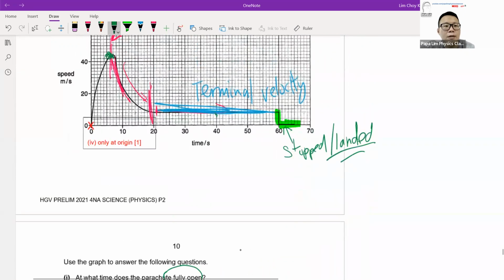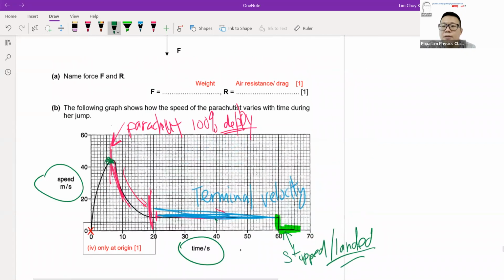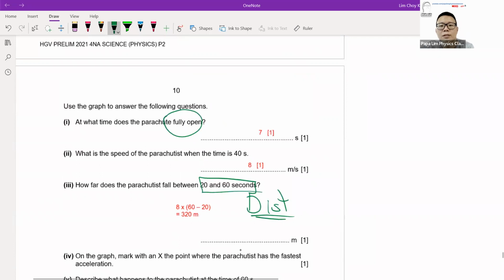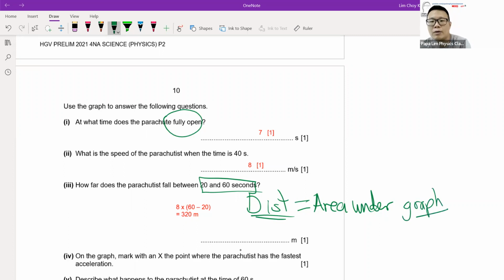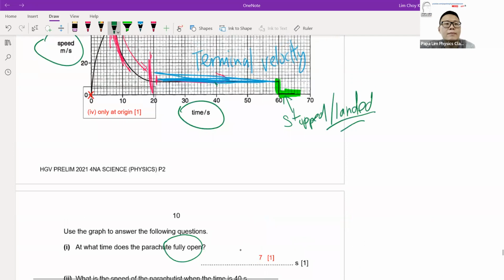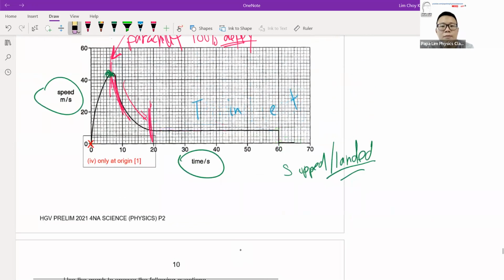Okay, in a speed time graph, if I need distance, I only need one thing, AKA, I need area under the graph. So if I ask students to find distance for speed time graph, I'm actually asking students to find the area under the graph. What graph am I looking at? It is 20 to 60 seconds.